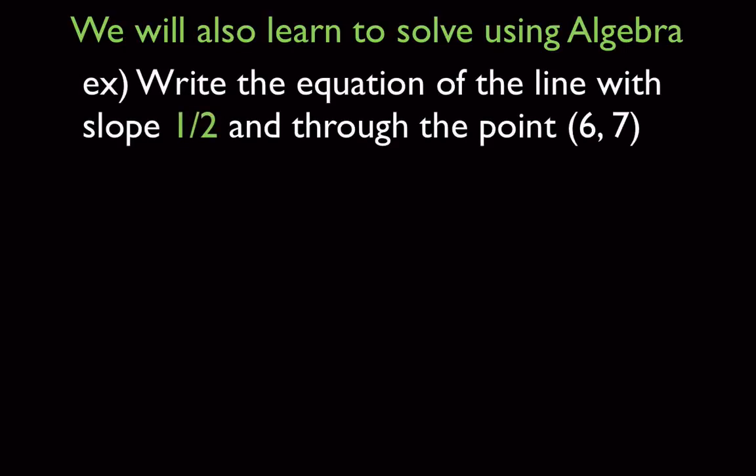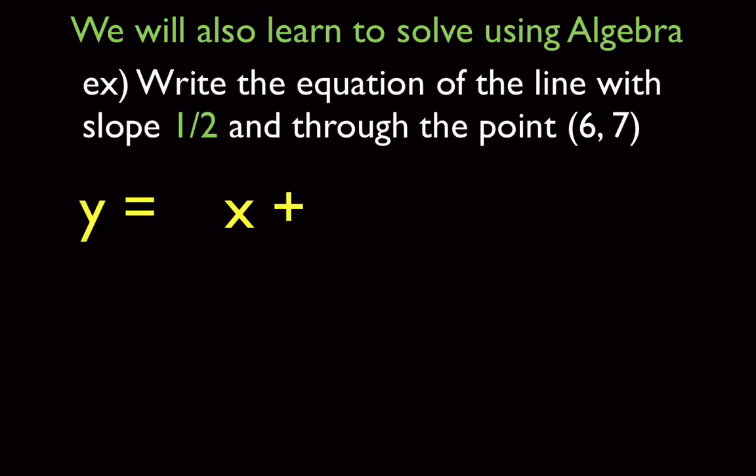Okay, we're going to write the equation of the line with slope 1/2 through the point (6, 7). So again, start with what you know. Set up your equation. Plug in your x and your y. Solve it. And then write your y-intercept. So there's a few different things to do. Pause the video, get as far as you can on your own. If you get stuck, let's see where we're at.